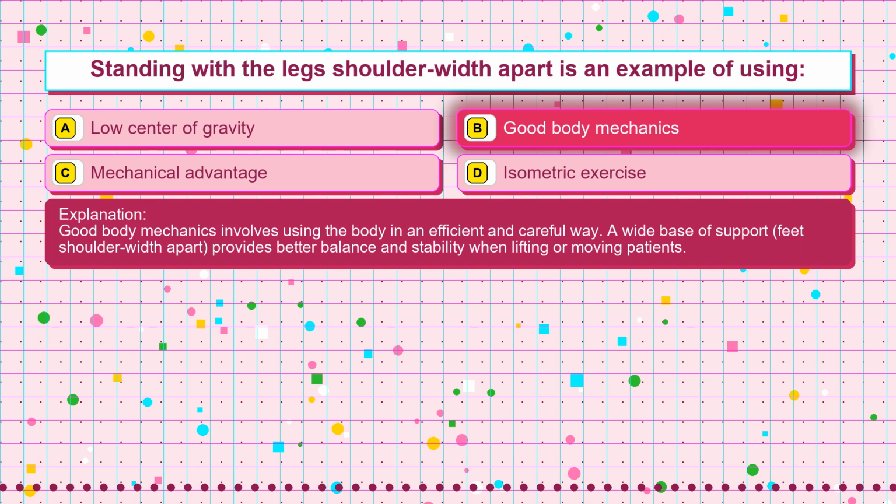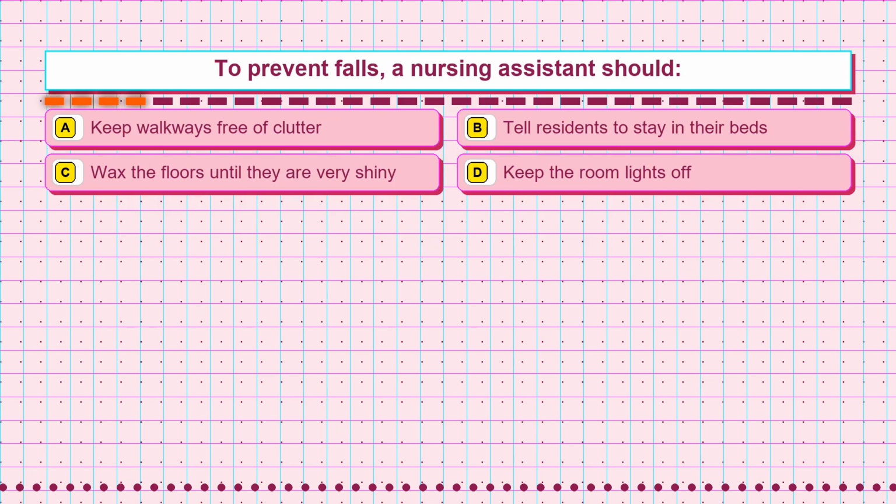Question 91. To prevent falls, a nursing assistant should Option A, keep walkways free of clutter. Option B, tell residents to stay in their beds. Option C, wax the floors until they are very shiny. Option D, keep the room lights off.